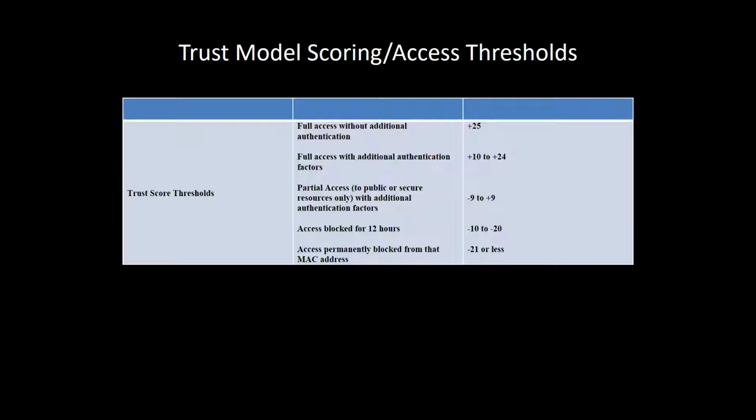Next slide. So based on the trust score which we build from the model, we give full access, and we give full access with additional authentication factors, or we give partial access. And in some cases where the trust score is low, we give access blocked for 12 hours. And if the trust score is too low, we give access permanently blocked from the MAC address. So this is how the access controls are designed based on the trust score. So we have a wide range of access levels in our access control model.